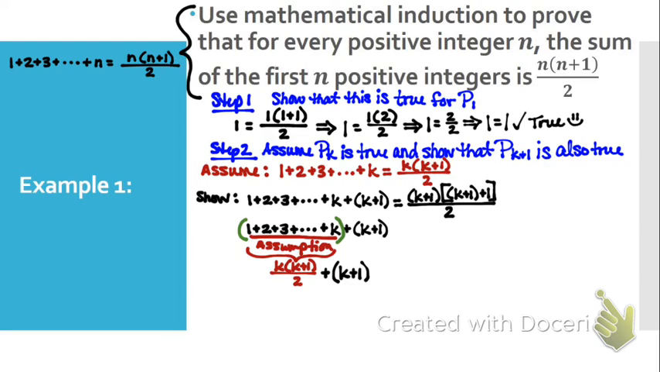I have a rational expression right here, something that has been written as a fraction, and I want to add that to something else. What do I need to add something that's been written as a fraction to something else? I need a common denominator. So I have k times k plus 1 over 2 plus 2 times k plus 1 over 2. Now I've got that common denominator, so I can add those two numerators together.